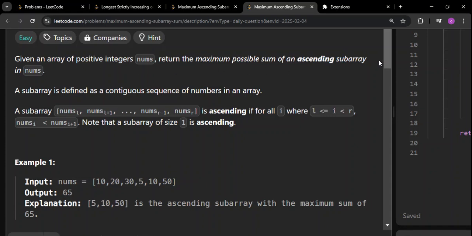I hope you are clear with what is a subarray. In yesterday's question, I explained in detail the difference between a subarray and a subsequence. I'm expecting that you will not have any more doubts in this. Please go and check that video out, I explain everything in detail. For that reason, I'm going a bit hurriedly in this video.